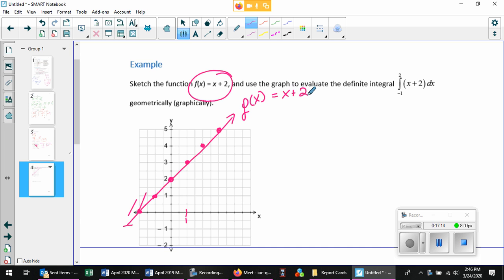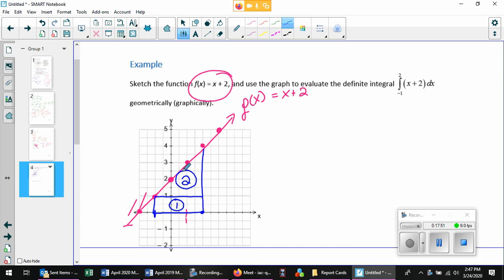The boundary on this one is -1 all the way to 2, so right to here. This area, the blue section, is what I'm going to try to find. Obviously not a triangle, obviously not a rectangle, but I can bust it into composite shapes. I can take the area of this rectangle, so I'll call that area 1, and I'll call this area 2. Once I get those two, I can just add them together.